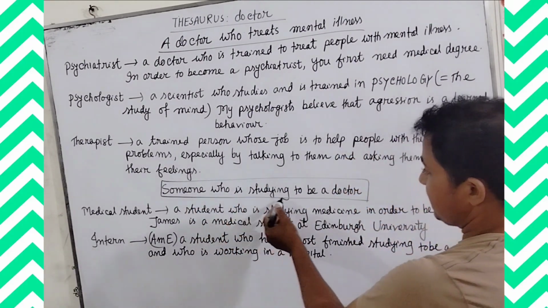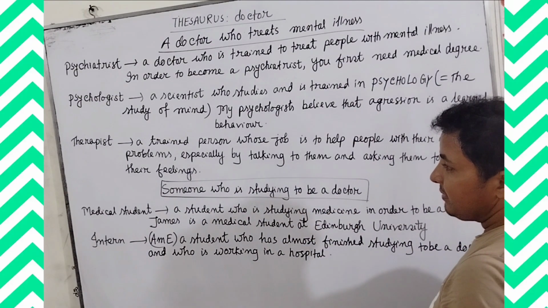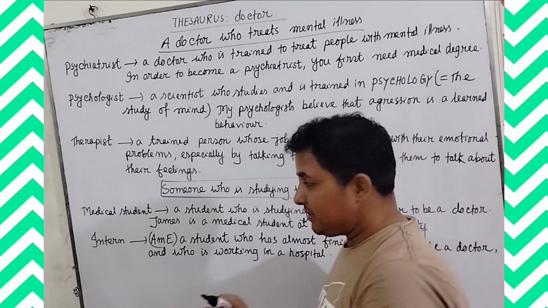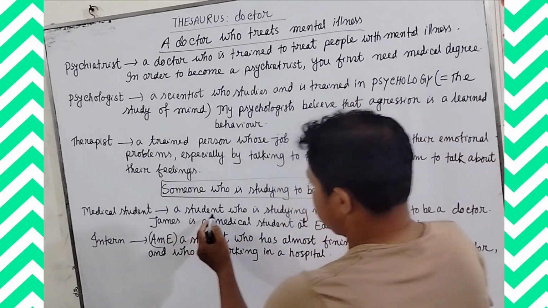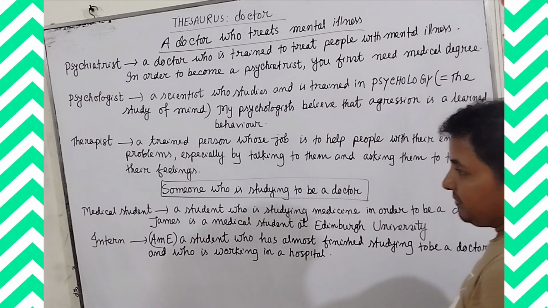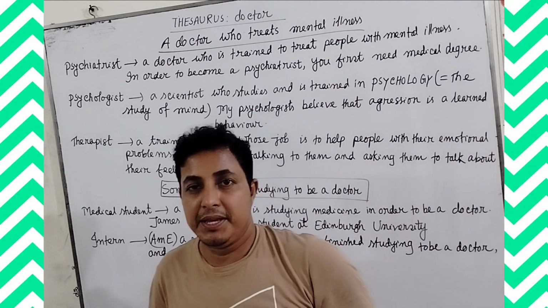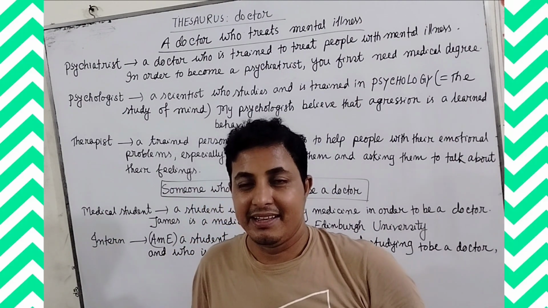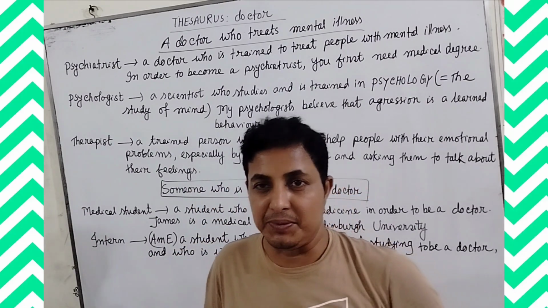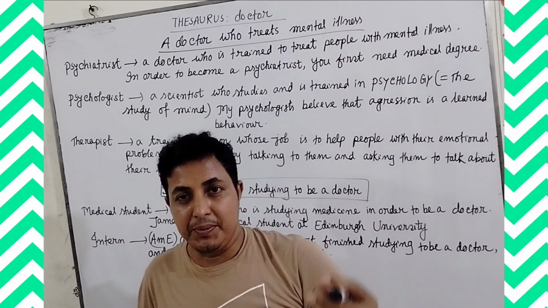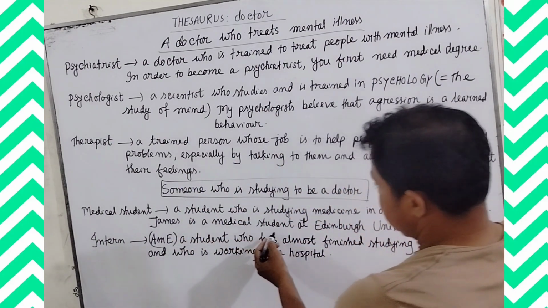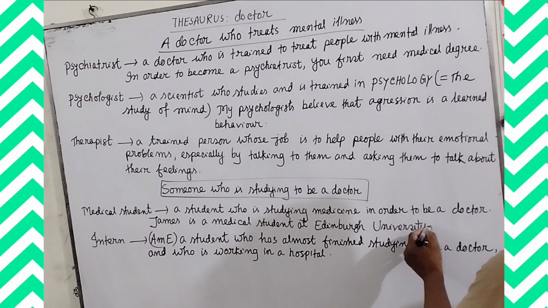Someone who is studying to be a doctor. About these two very close related words: medical student. A student who is studying medicine in order to be a doctor. That means a medical student is studying in a medical college or medical school, and is going to be a doctor. James is a medical student at Edinburgh University.